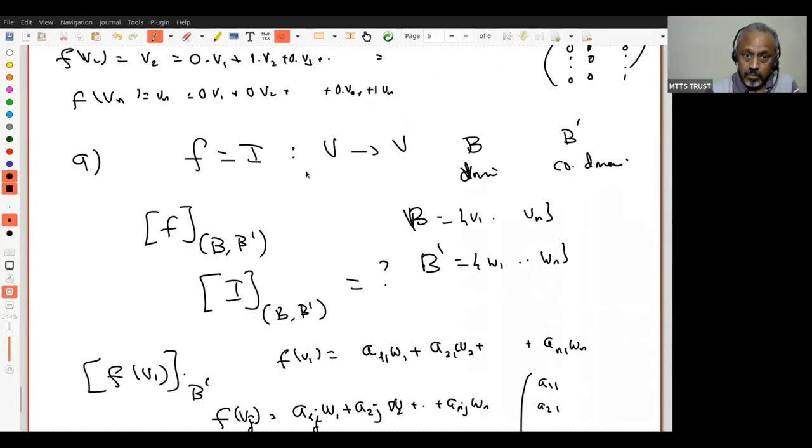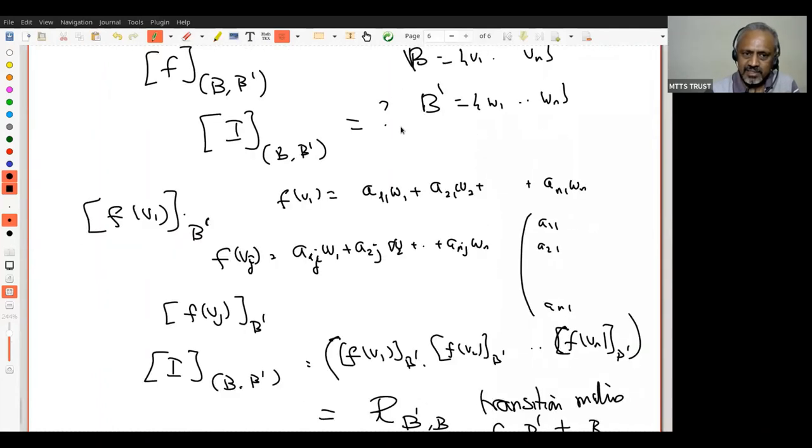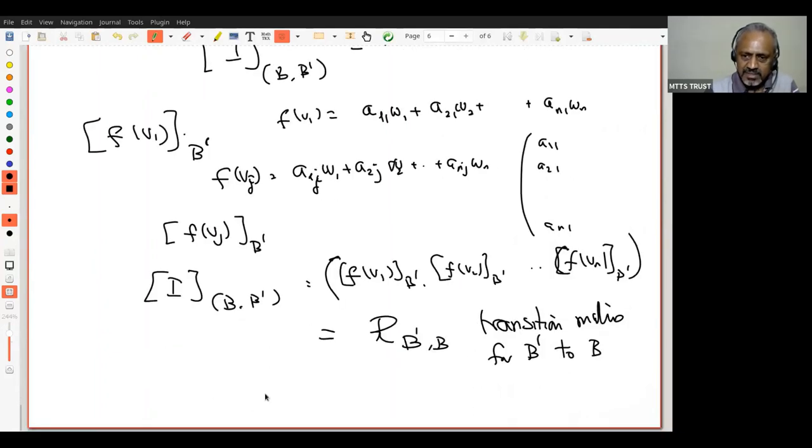But if for the domain I use an ordered basis B, and for the codomain I use another ordered basis B dash, then the matrix representation of the identity linear map with respect to B, B dash is nothing other than the transition matrix from the coordinate system afforded by B dash to the coordinate system associated with B. This we have seen. Okay. Please go through and enjoy.